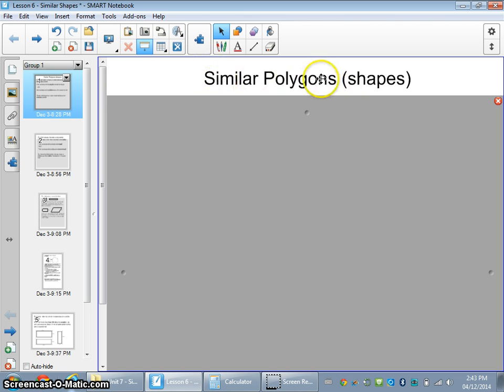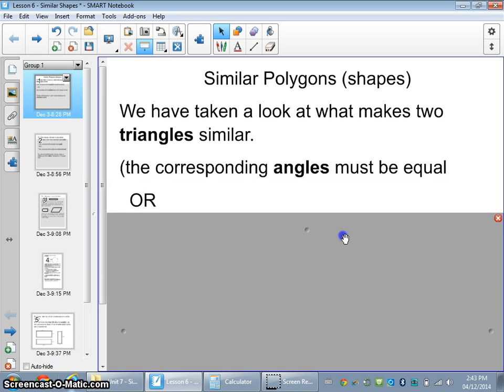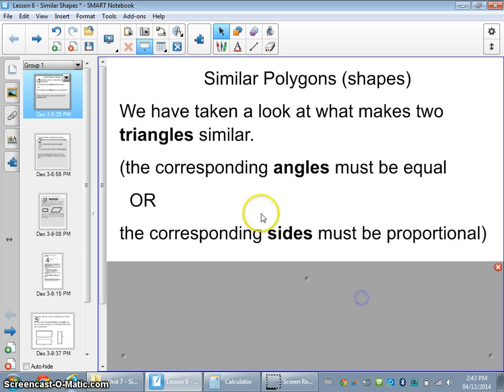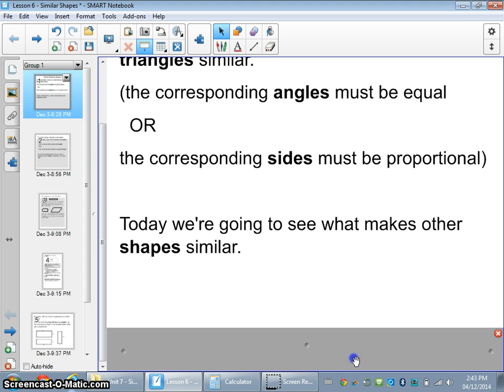Today we're talking about similar polygons, and that's a fancy way of saying shapes. So we've taken a look at what makes two triangles similar. Remember, the corresponding angles must be equal or the corresponding sides must be proportional. So you have to check either that all the angles were the same in both triangles or compare corresponding sides in a fraction to see if you get the same scale factor for all of them. So today we're going to see what makes other shapes similar, other than triangles.